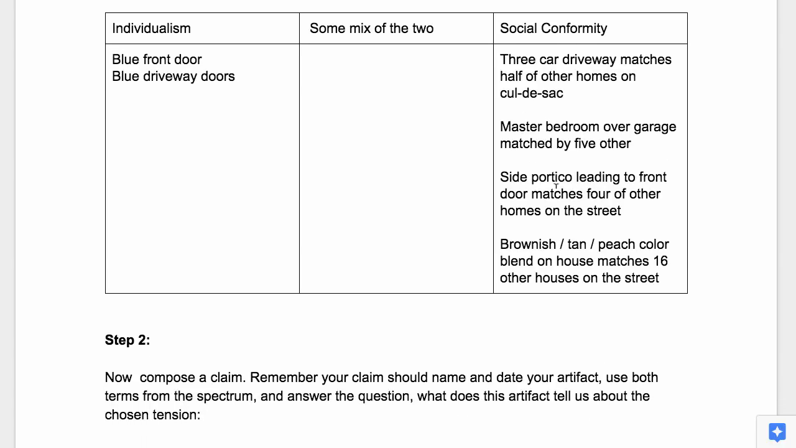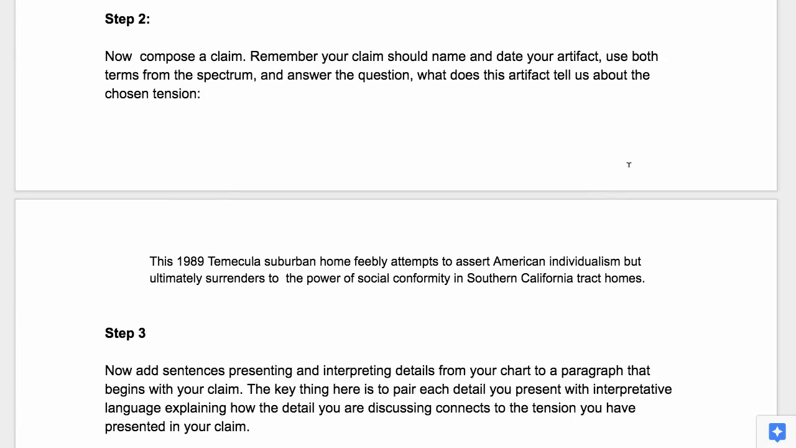By the way, you don't have to have an artifact that includes both ends of the spectrum. It just so happens that this one does. You could have had an artifact that was all social conformity or all individualism. It doesn't matter. It can be all of one, a mix of the two. The important thing is that you're using both terms to create a spectrum that you can place your artifact on. So let's see what I came up with.